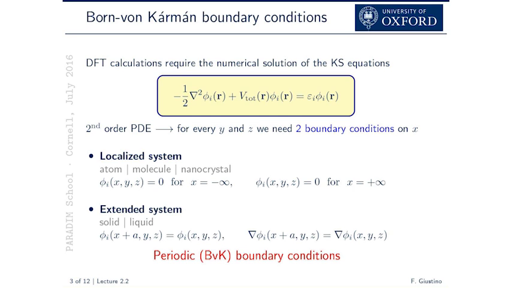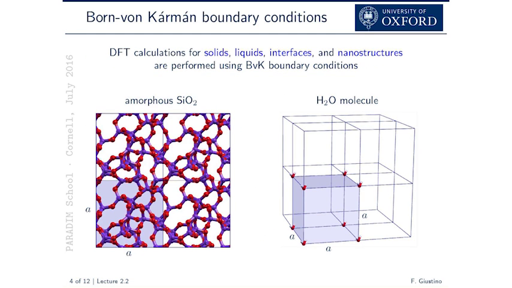There are solutions and one can find them. So how do people go about finding solutions? So first of all, let me say something more about the Born-von Kármán conditions.